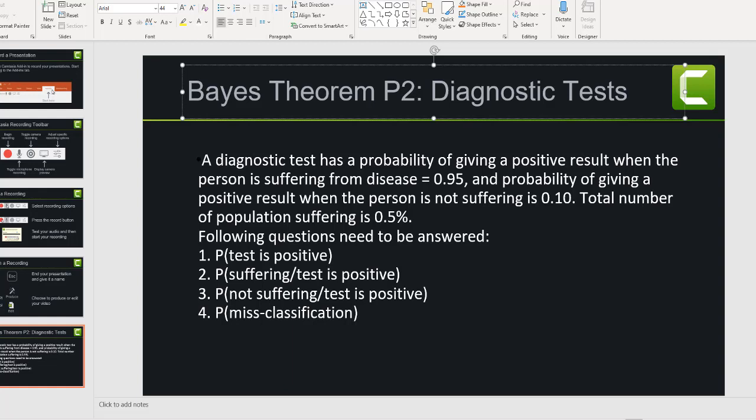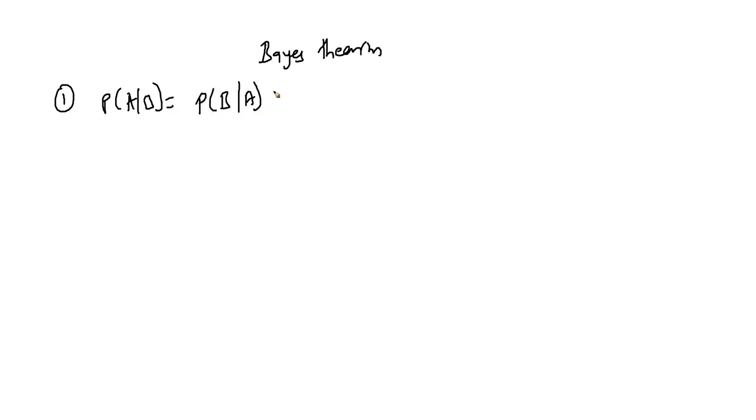Okay, so let's start from the basics even before we go into the problem. Let's review some of the concepts that we know: Bayes' theorem, and the chain rule, right? So the first one, Bayes' theorem: probability of A given B can be expressed as probability of B given A times probability of A divided by probability of B.